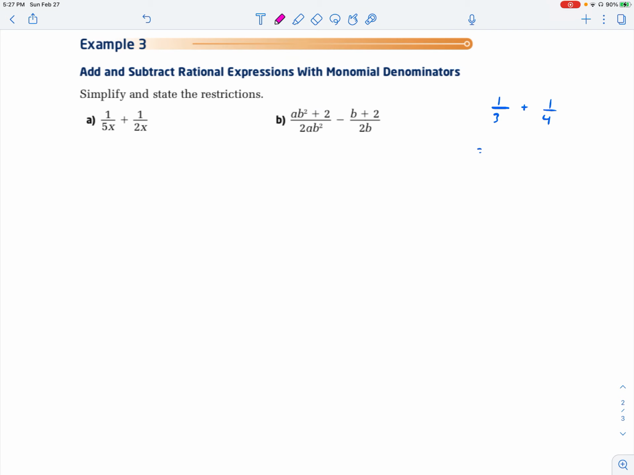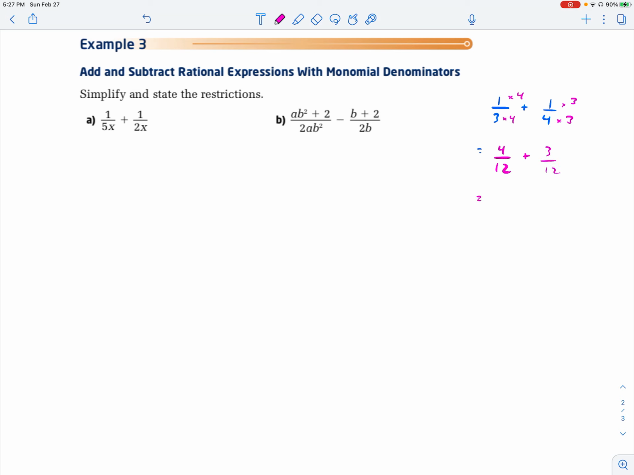So in order to make 3 into 12, our first denominator, I've got to multiply this by 4. And whatever you do to the denominator, you need to do to the numerator. So now I actually just have 4 over 12 for the first term. The second one, because the lowest common multiple was 12, I need to multiply this by 3. And whatever you do to the denominator, you have to do to the numerator. And I would get 3 over 12.